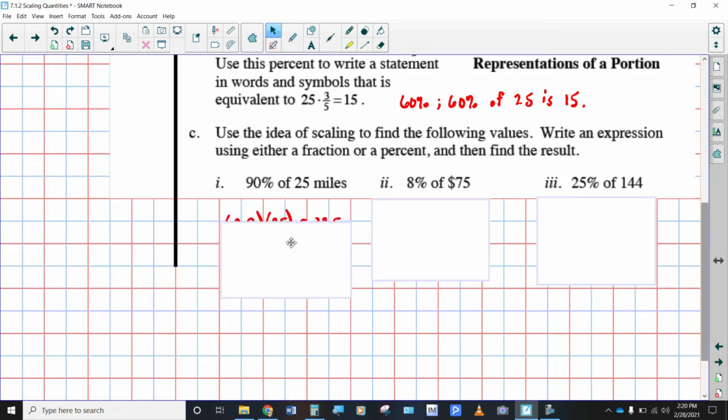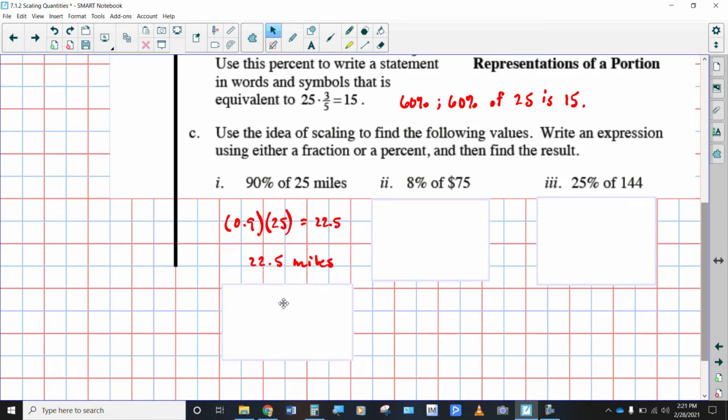90% is the same as 9/10, right? 90 hundredths, 9/10. So if you change that to its decimal equivalent of 0.9, you can then multiply 0.9 times 25, and you would get 22.5. So that means that 90% of 25 miles is 22.5 miles.